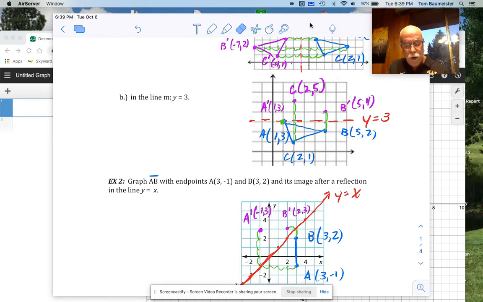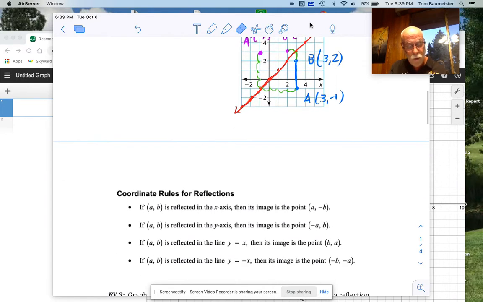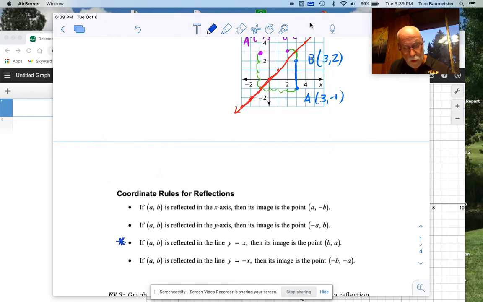Okay, so if we look here again, that's our rules there. So we just did this one right here. If AB is reflected in the line y is equal to x, then its image is the point BA. So it just takes and flips them. So think about that.